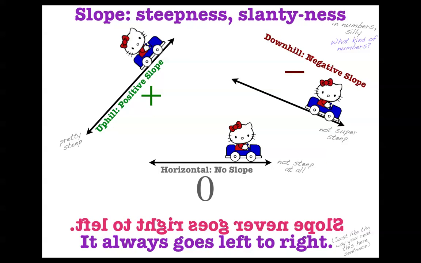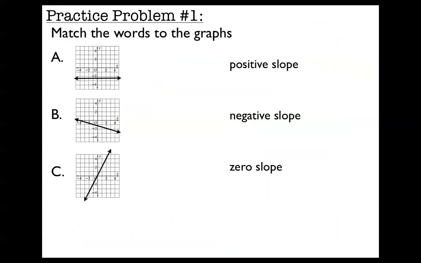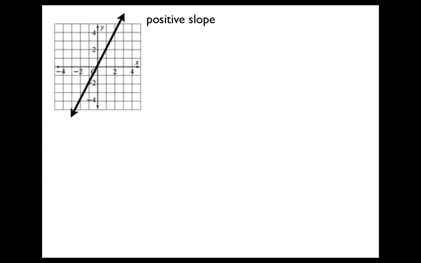Okay, so how about this? Match which one of those graphs has a positive slope, which one has a negative slope, and which one has a 0 slope. Okay, hopefully you got that. Option C was the one that had a positive slope.